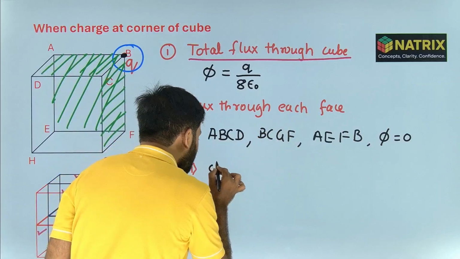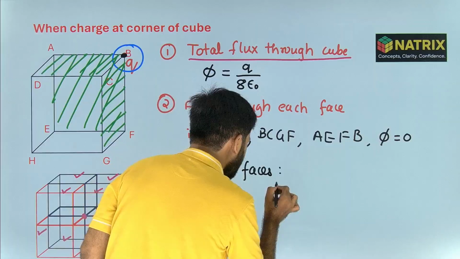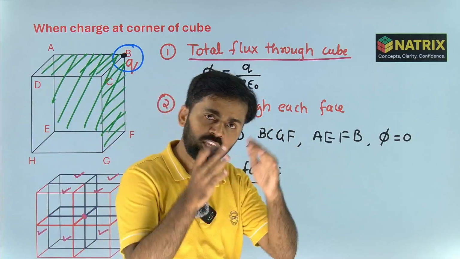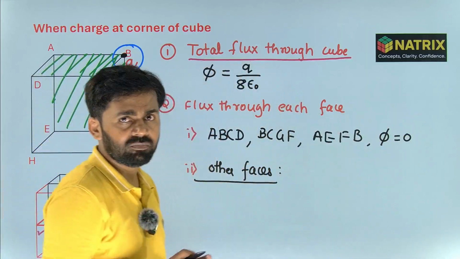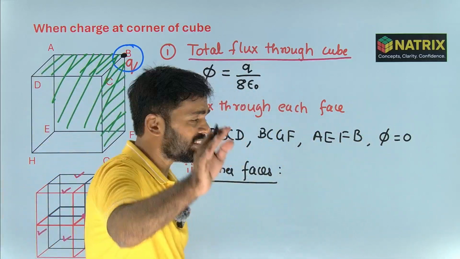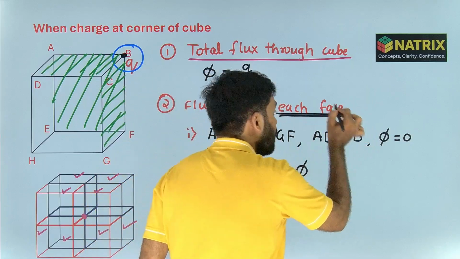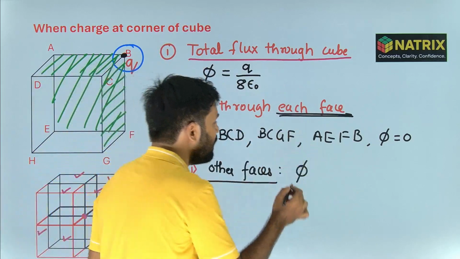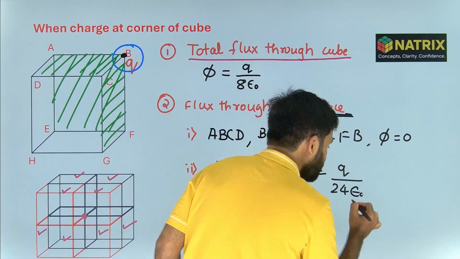Then flux through the other faces, except these 3. There are a total of 6 faces. In a cube there are 6 faces. Leave these 3, the remaining are 3. Flux through each face now. Flux through each of the remaining 3 is given by Q by 24 epsilon naught.